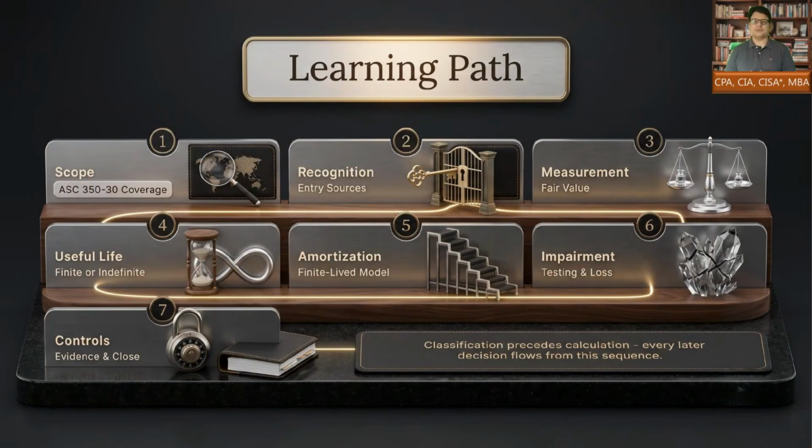Our learning path begins with classification, not with the journal entry. That is very important. First, we identify whether ASC 350 subtopic 30 applies. Then we ask how the asset entered the entity: separate purchase, asset acquisition, business combination, or internal creation. After that, we measure the asset, assess useful life, apply amortization if the asset is finite lived, test for impairment when required, and document the conclusion with proper controls. The memory hook is simple: classification comes before calculation.